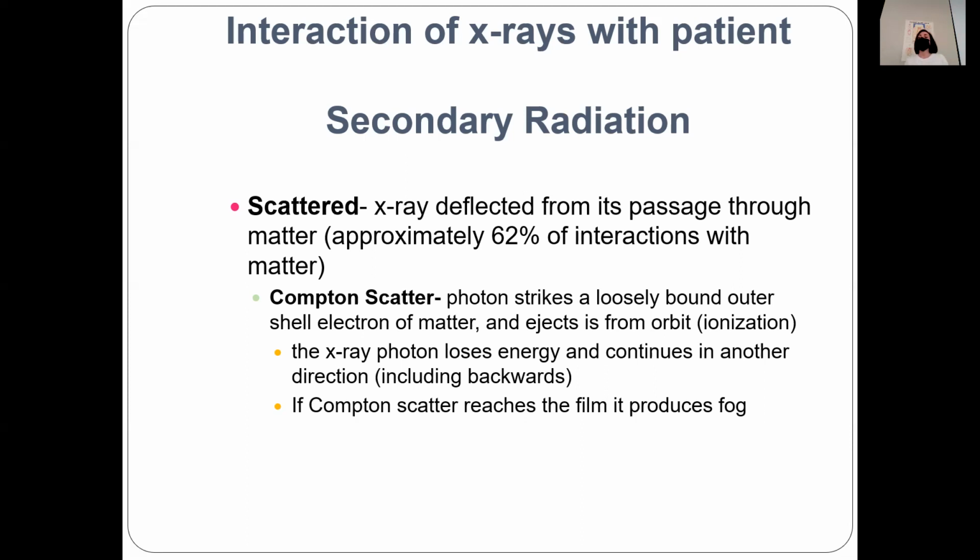It can keep going. So after it continues to travel, bouncing around like a ping pong ball, if it happens to reach the sensor, it tends to create fog because it's not very useful. It's lost some or most of its energy, and it's not a very useful X-ray photon anymore. So we want to try and reduce scatter, and that's why we have all those other mechanisms to get things lined up the best way for the best quality picture.